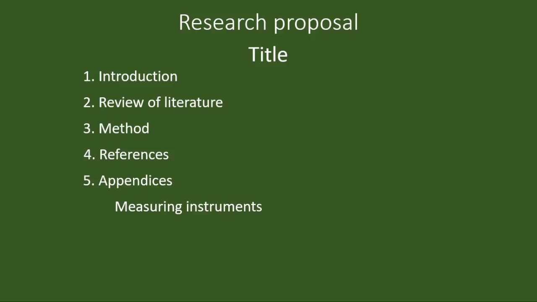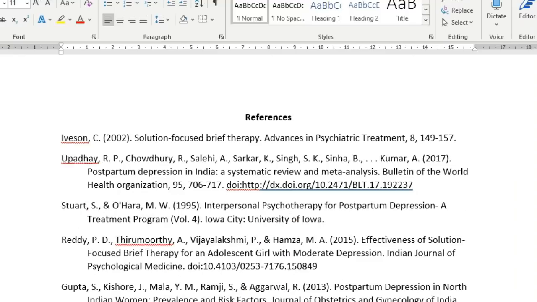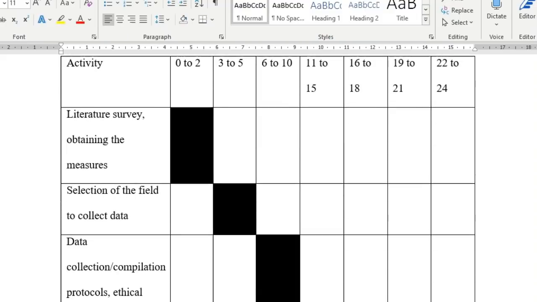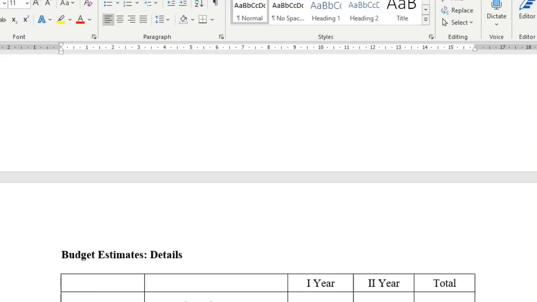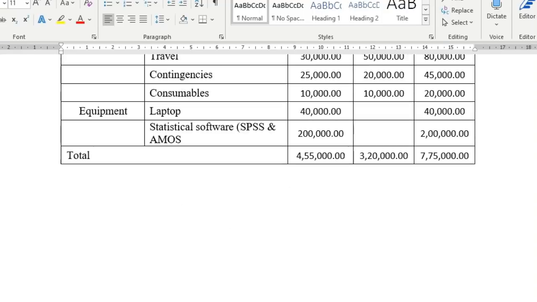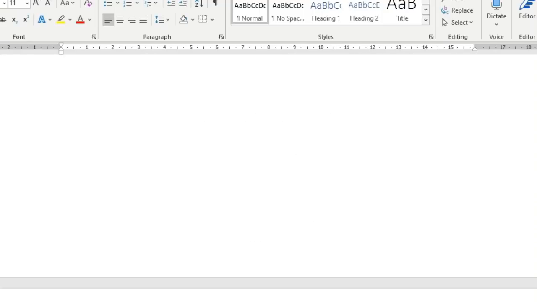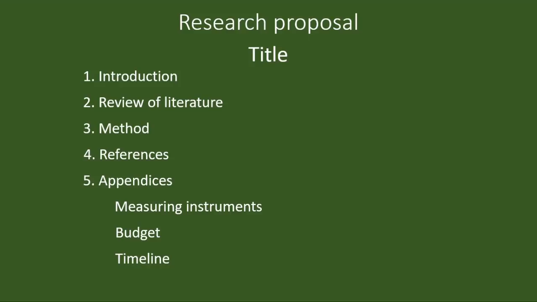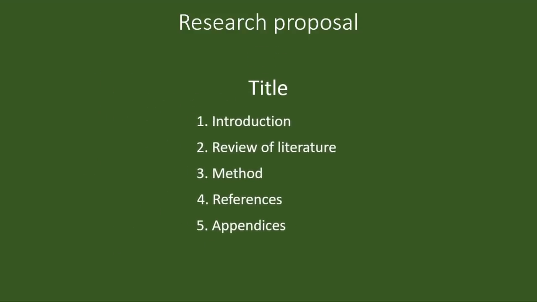After the method, we may show the references for all the studies we used in this proposal to support our arguments. Finally, we have to include appendices where we add our timeline, budget, and an explanation about our measures or intervention schedule. Now that's it. These are the major components we need to add to a proposal.